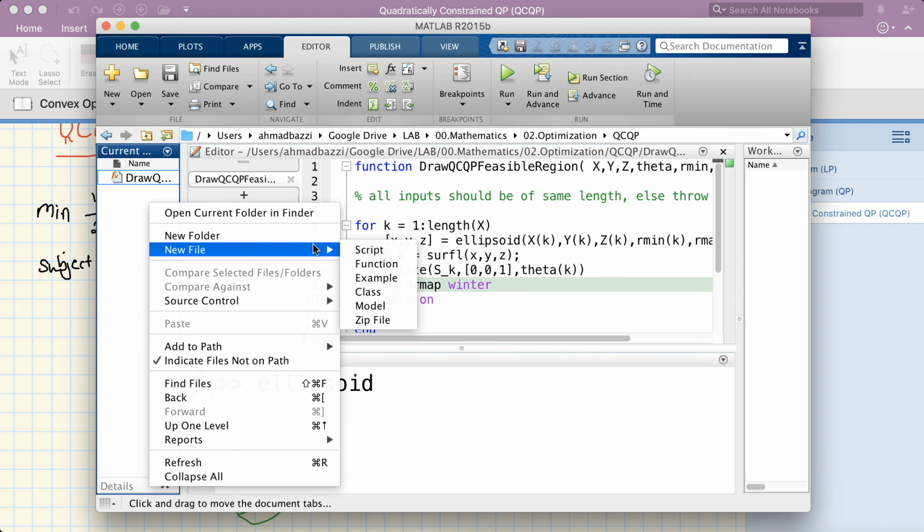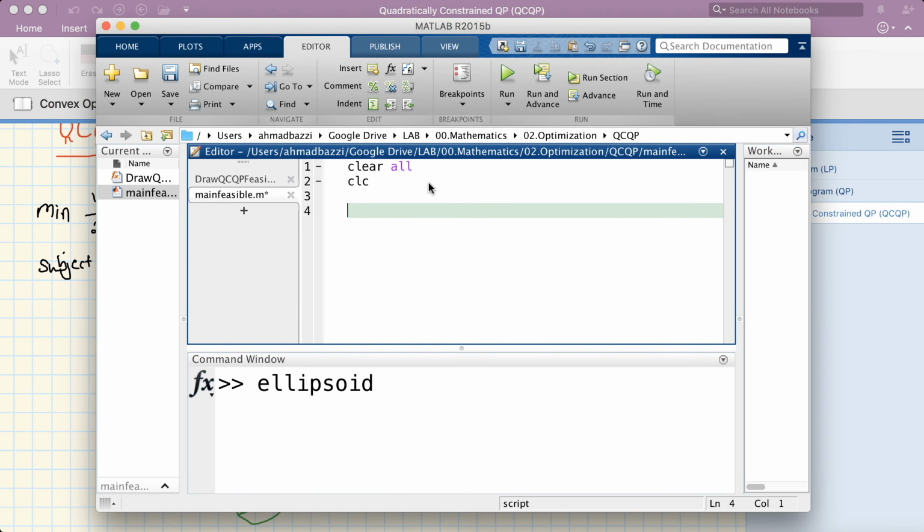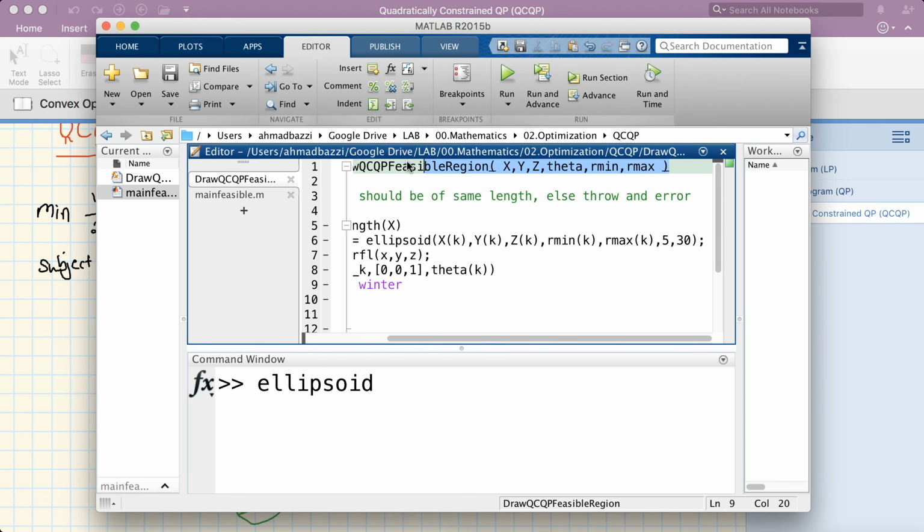So I'm going to create another script, call it main feasible. In my script, I'm going to clear all and clc. The x values of the centers, I'm going to pick them as such: 0, 2, 5. The y, I'm going to pick them 0, 2, 6. And the z, be careful, I'm giving them the same dimensions, because if I want to plot 3 ellipsoids, each vector should have 3 values. Here I'm going to rotate by 30, 60, and 90. The Rmin, I'll give 1, 2, 3, and an Rmax, I'll give. Also, Rmin should be less than Rmax entry-wise, right? And last but not least, I am ready to run this function.